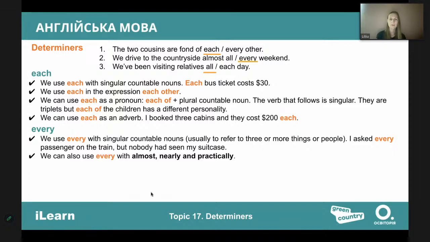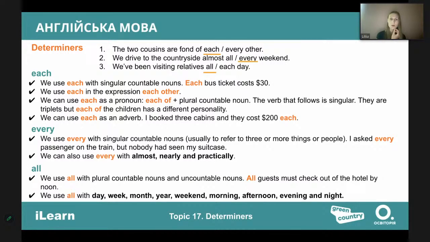We can use every with words like almost, nearly, and practically. Almost every person likes Christmas. And when it comes to all, we use them with plural countable nouns, множині, and with uncountable nouns. All guests, усі гості, but every guest, кожен гість. See the difference? Yeah? And also we use all with days, all day, all week, all months, meaning during all the time which is there.